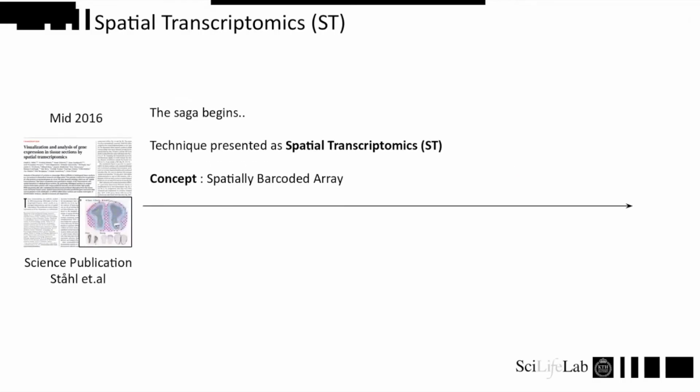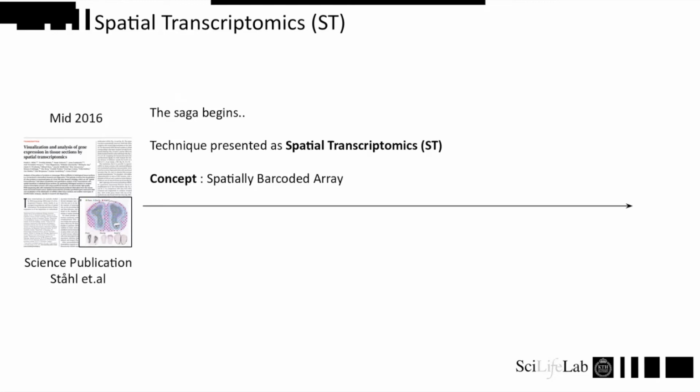The saga begins in 2016 when the Frisén and Lundeberg lab and a lot of other people published this paper in Science by Ståhl et al., where they presented a technique called spatial transcriptomics, or ST in short. Which sounded like a stroke of genius, to claim this whole field as the name of your technique. But once you have 40 different other groups that also do spatial transcriptomics, it can become a bit confusing, and it usually is, especially during conferences.